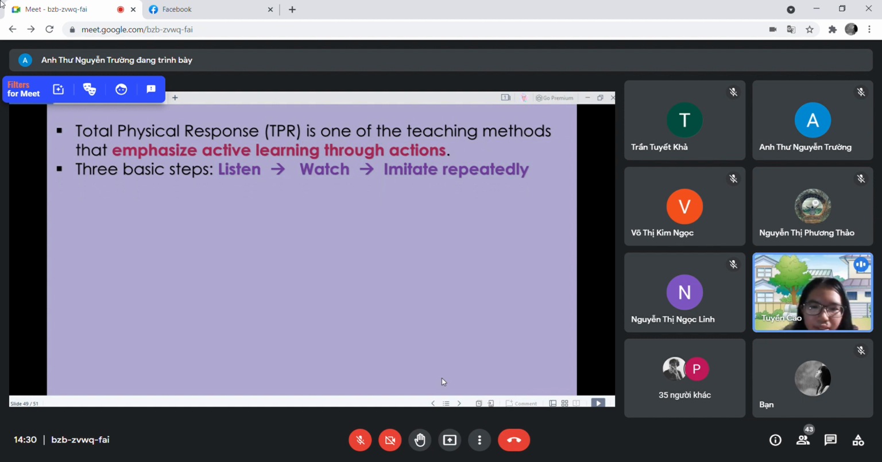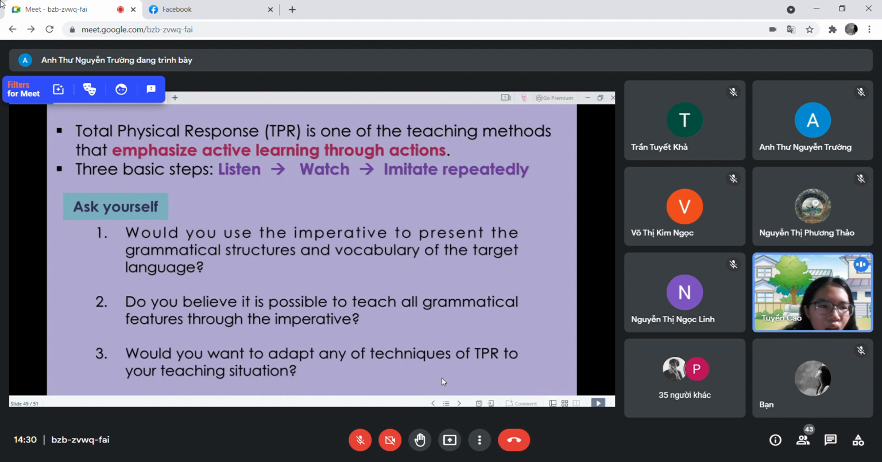And if you want to comprehend TPR intensively, you can ask yourself, firstly, would you use the imperative to present the grammatical structures and vocabulary of the target language? Second, do you believe it is possible to teach all grammatical features through the imperative? And the last one, would you want to adapt any technique of TPR to your teaching situation? Those are some main questions. And if you want to ask more, you can find it in the handout.